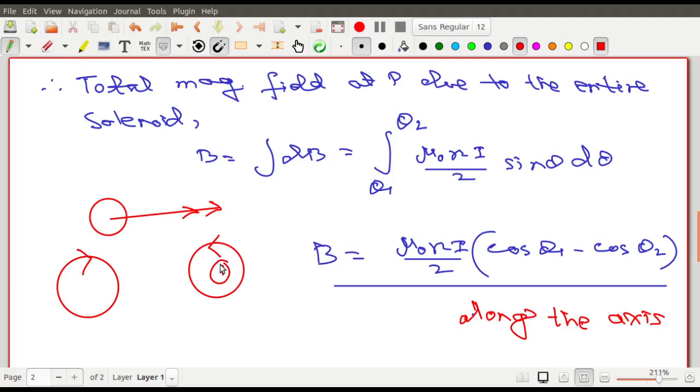So for the first case, the thumb is towards you. That means the magnetic field is outside the plane of the paper. And in this second case, you put your fingers in the direction of the arrow.